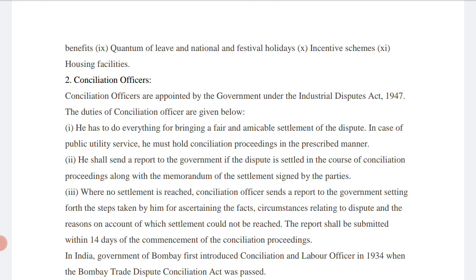Okay, the manner, the chronology which he is offered with, that prescribed manner is supposed to be given to him. He shall send a report to the government if the dispute is settled in the course of conciliation proceeding along with the memorandum of the settlement signed by the parties. Okay, means see, if there are certain issues into industrial disputes, if two parties are conflicting, what this person is supposed to do? This person is supposed to stop both of them. Okay, try to cool down both the persons.